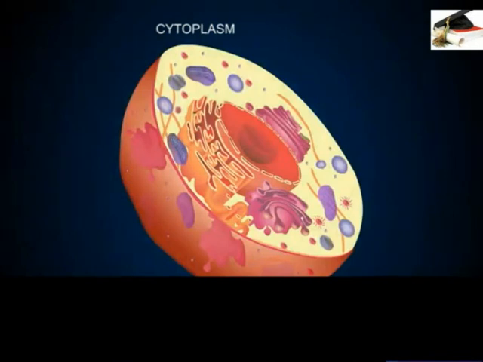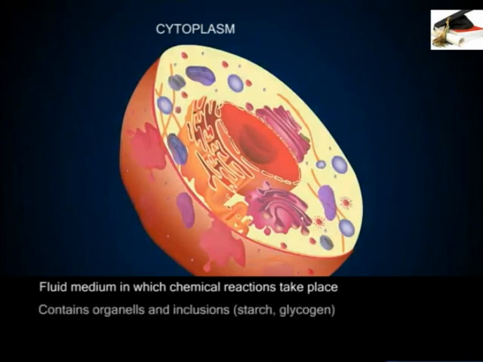Cytoplasm. Cytoplasm consists of a fluid medium in which chemical reactions take place. It contains organelles and other inclusions such as starch, glycogen, fat droplets, and many other dissolved structures. Inclusions are non-living structures within a cell like glycogen. The cytoplasm is not static but has a movement known as cytoplasmic streaming.